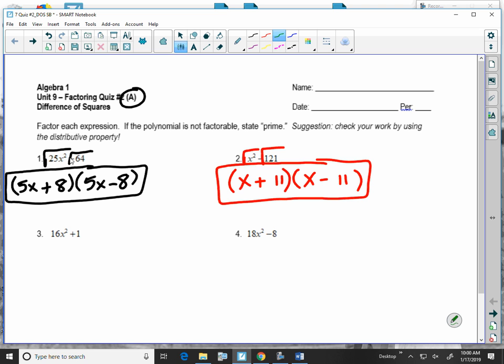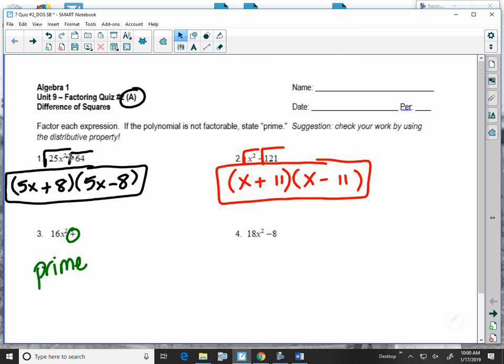Number 3, we look at 2 terms. We have 2 terms. We have both numbers 16 and 1 are perfect squares. The issue with this problem is that we have a plus sign. When we have a plus sign, we know that is not difference of squares. We cannot do difference of squares with this problem, so we call that prime.